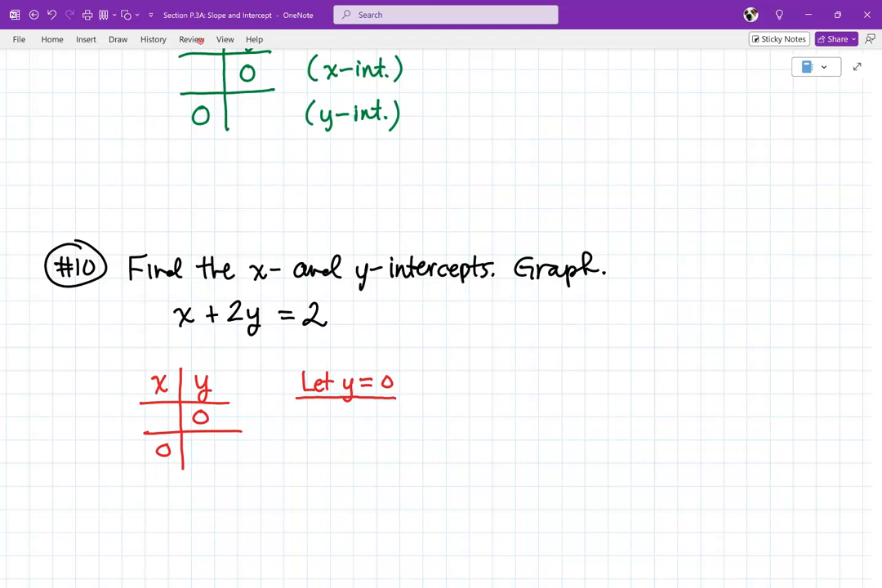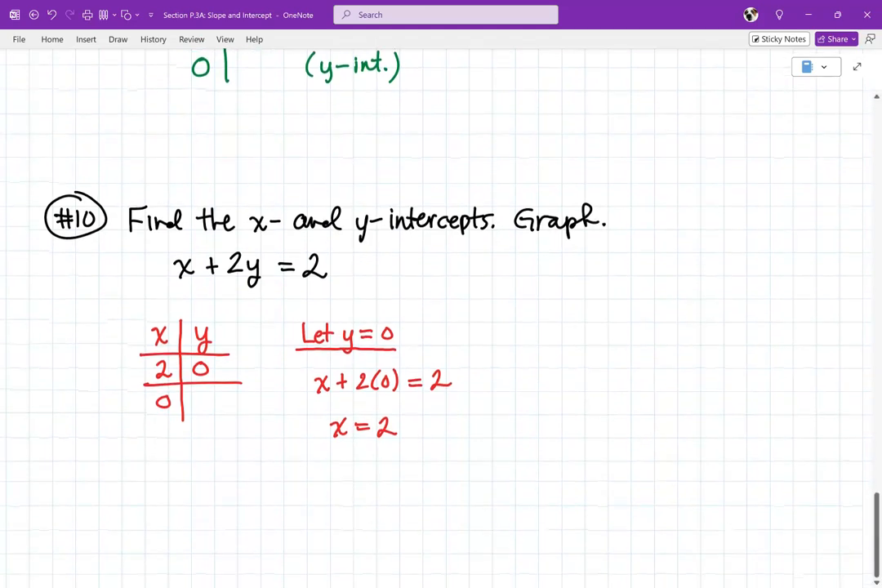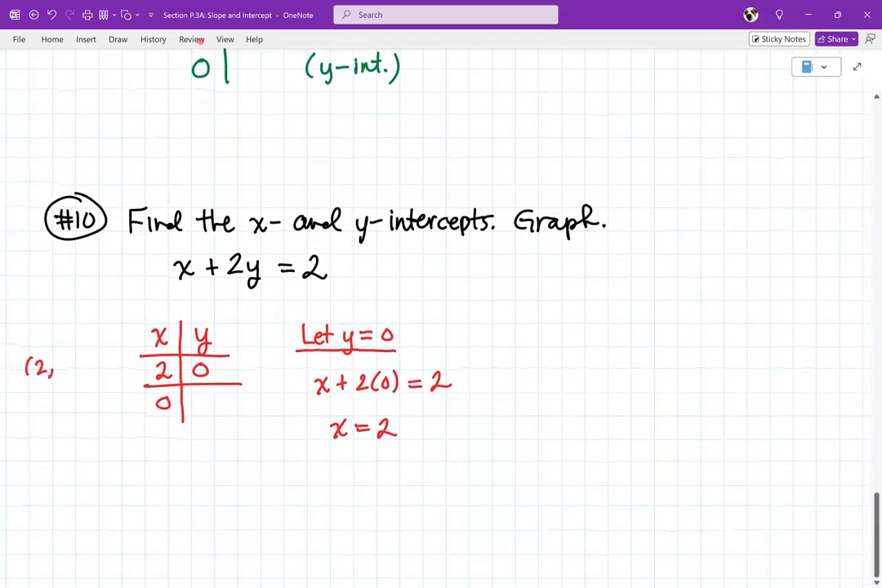I'm going to let y equal 0 in that formula. So I get x plus 2 times 0 equals 2. Well, 2 times 0 is 0, so it's just x equals 2. So I'm going to put the 2 right there: 2, 0. That's my x-intercept. That's my point, 2, 0. I'll write it right here to the side: 2, 0, my x-intercept.